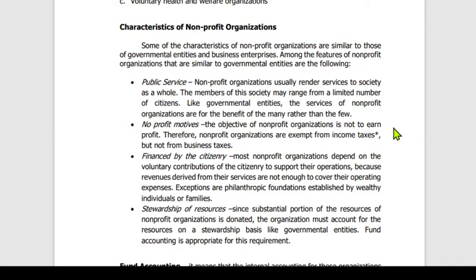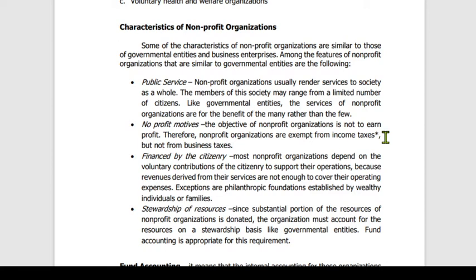Next, the no-profit motives. This is the same with the government institutions. Therefore, the nonprofit organizations are exempt from income taxes but not from business taxes. We will not be dealing more on the taxation side because it will be covered in your taxation subjects. But several legislations have changed the concept of exempting the nonprofit organizations from taxes. So nabago yung treatment on this, especially with the passage of the TRAIN law.